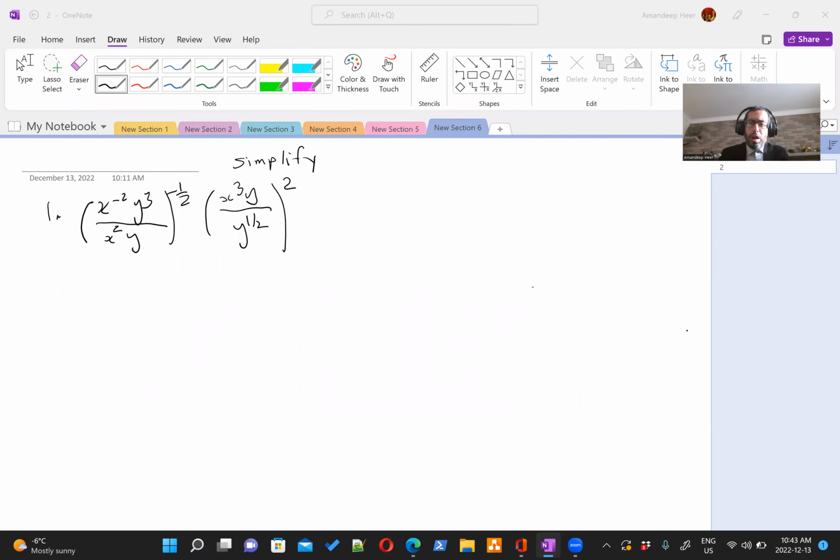Hey everyone, I want to talk to you about how to simplify this equation. So let's talk about it here in this lesson. Here we want to simplify this expression. The first step I want to tell you is you've got to show the work.